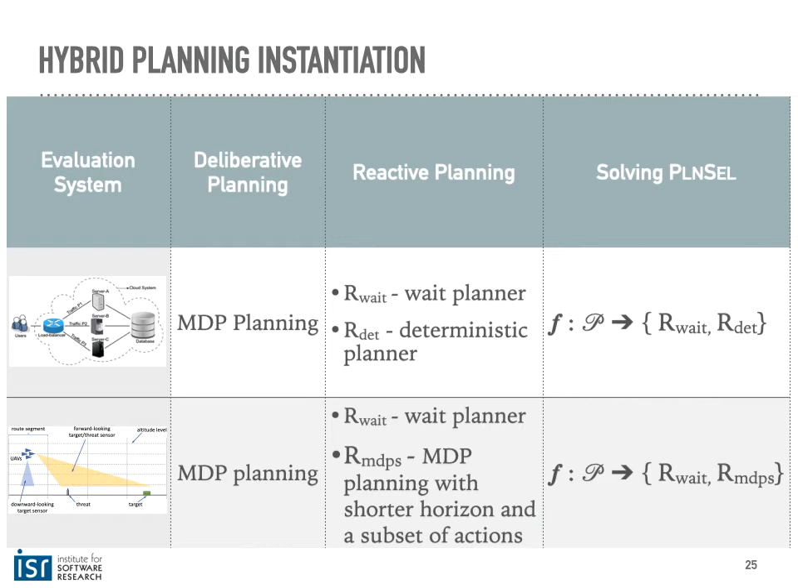For the UAV team, besides R-wait, the second reactive planner is MDP planning, but with a shorter horizon compared to the deliberative MDP planning. In addition, this short horizon MDP planning uses only a subset of actions compared to deliberative MDP planning. This shorter horizon combined with the subset of actions leads to a smaller state space compared to deliberative MDP planning, and therefore reactive planning time is negligible compared to deliberative planning. Going forward in the talk, I will use the term non-wait reactive planners to refer to the deterministic reactive planner for the cloud-based system and the short horizon MDP planner for the UAV team.